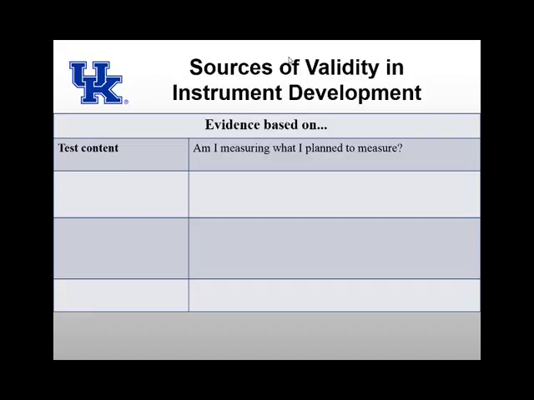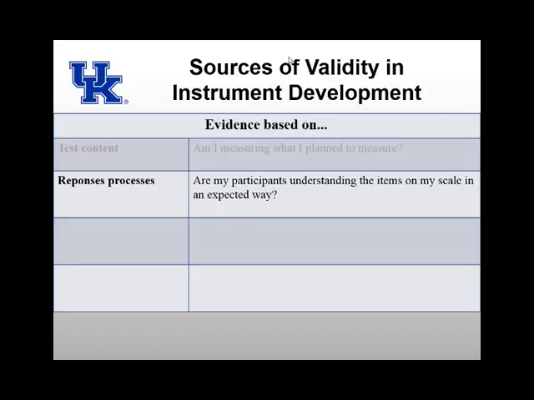So this is going to be evidence based on test content. Again, is there evidence to say I'm measuring exactly what I intended to measure, or did somebody just pull together items and say this is the construct? Is there evidence for that? The next is response processes. Is there any evidence to say whether or not participants are understanding the scale in the way that I intended? Did any researchers take the time to check that the people taking the scale, my participants, were actually understanding it the way they were supposed to? Is there any evidence for that?